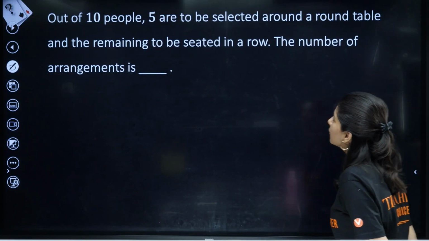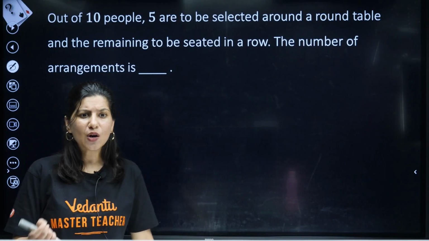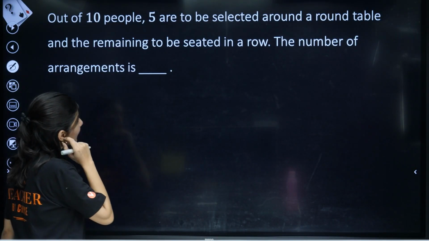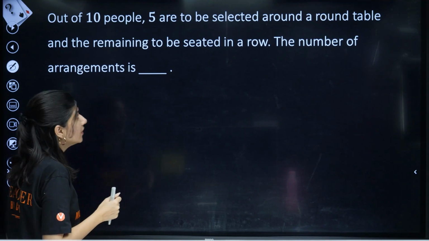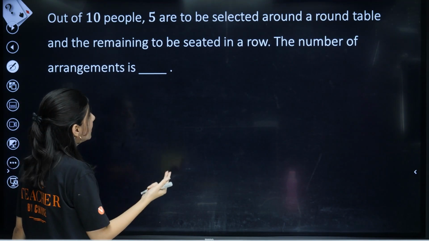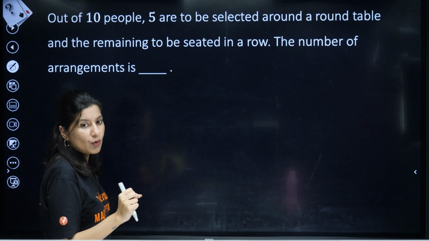Let us move on and talk about some questions. Out of 10 people, 5 are to be selected around a round table, and the remaining to be seated in a row. All right.